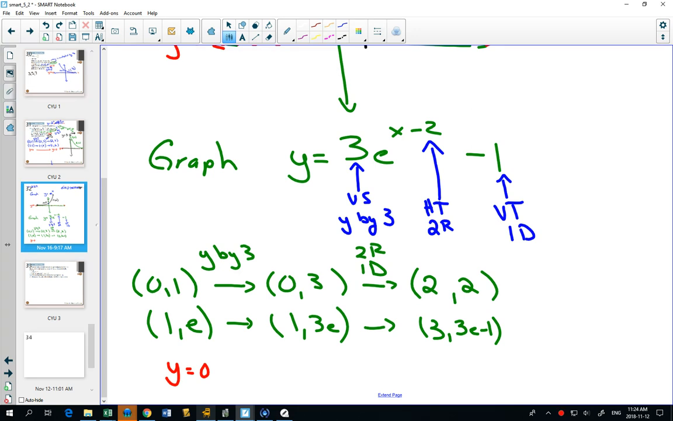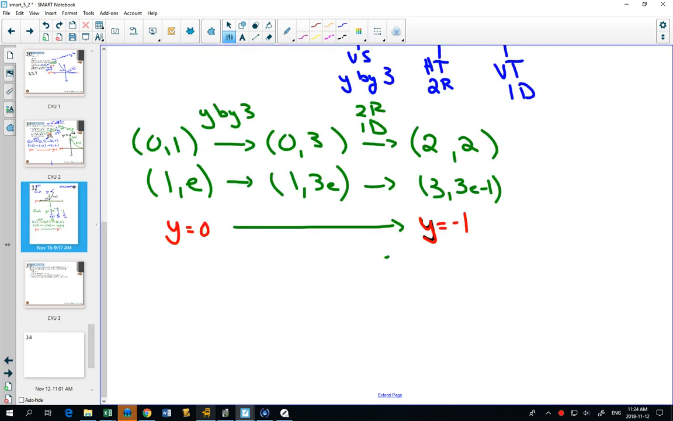And what's going to happen to our asymptote? It's moving down 1. So when we go to sketch this graph, our asymptote is at y equals -1. We've got the point 2, 2.